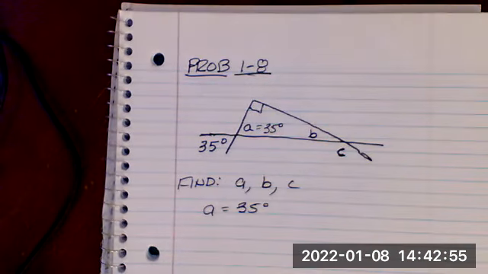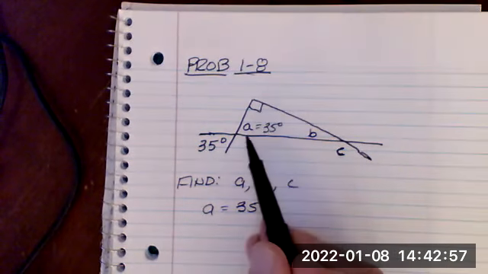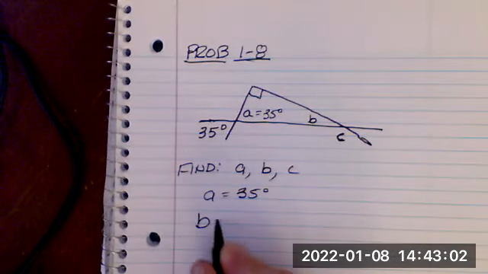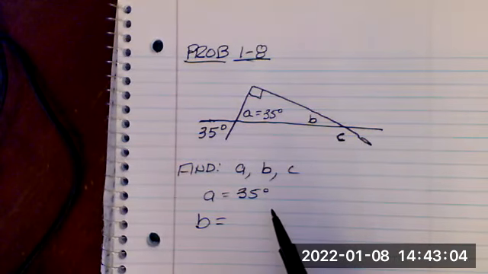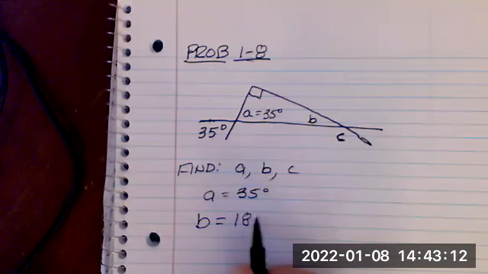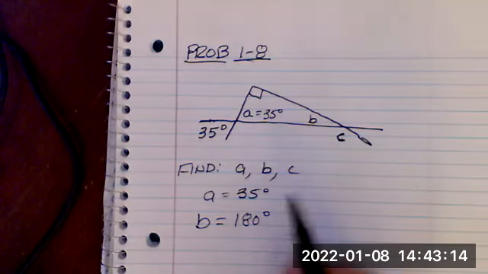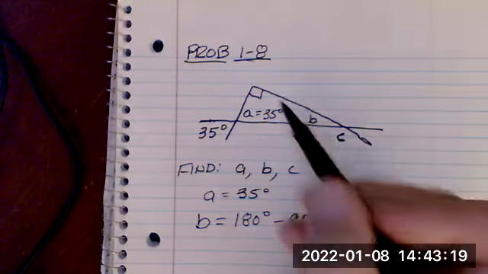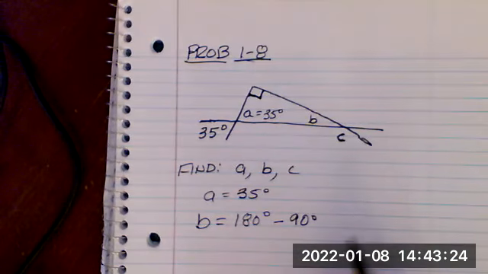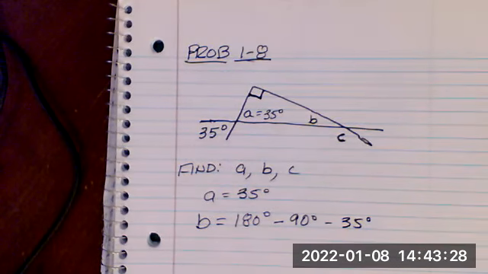Okay. Now, we know this is 90 and we know this is 35. Let's find B. Well, B is going to equal, we know all the angles of a right triangle, or any triangle for that matter, equal 180 degrees. So I have 180 degrees minus 90, because this is the perpendicular symbol here. So it's 90 degrees over there, right? And then minus 35 degrees is going to equal B.